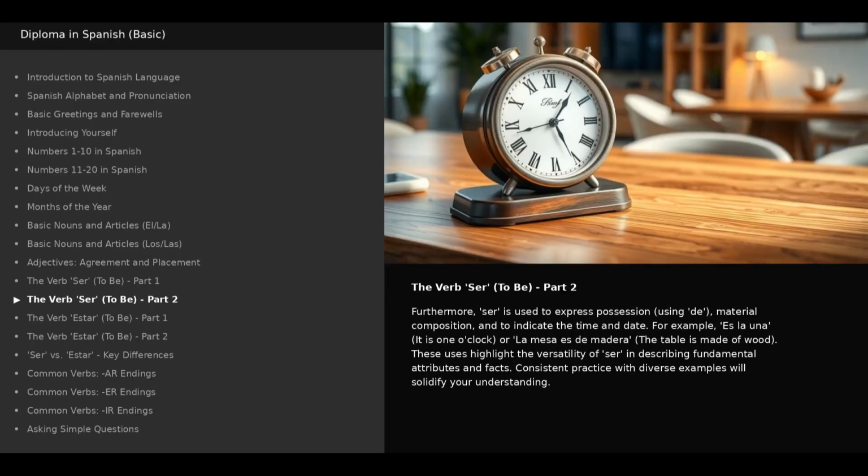Furthermore, ser is used to express possession, using de, material composition, and to indicate the time and date. For example, es la una, it is 1 o'clock, or la mesa es de madera, the table is made of wood. These uses highlight the versatility of ser in describing fundamental attributes and facts. Consistent practice with diverse examples will solidify your understanding.